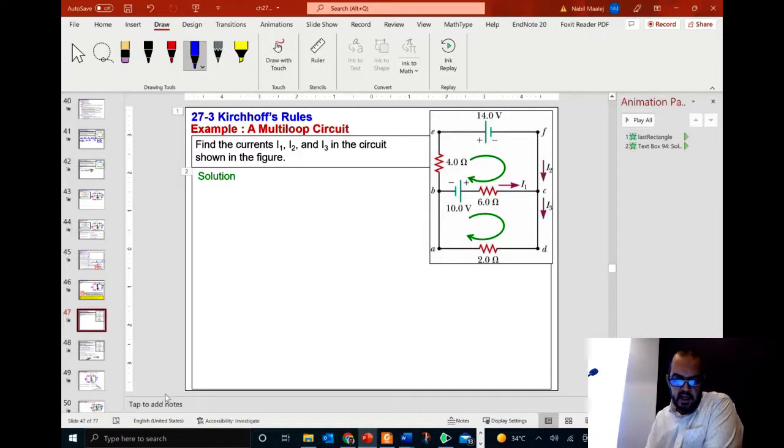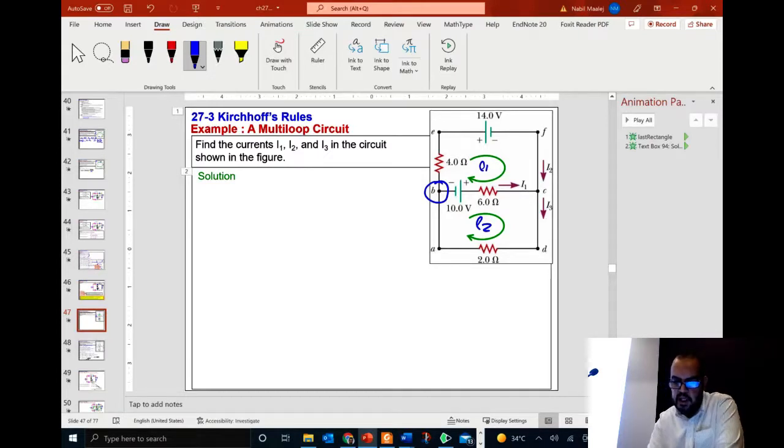So here is another circuit. Let's try to see if we really understand Kirchhoff's law. Find the currents I1, I2, and I3. Let's assume we want to write it for this junction, and this is for loop 1, and this is for loop 2. They have already shown us the direction of currents: I1 in this branch, I2 in this branch, and I3 in this branch.